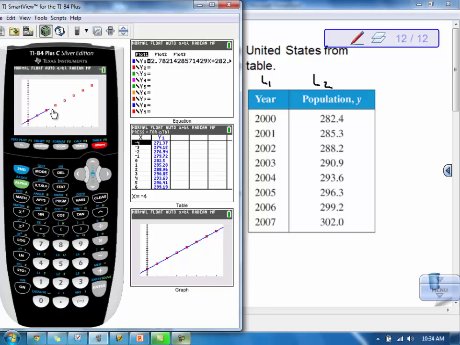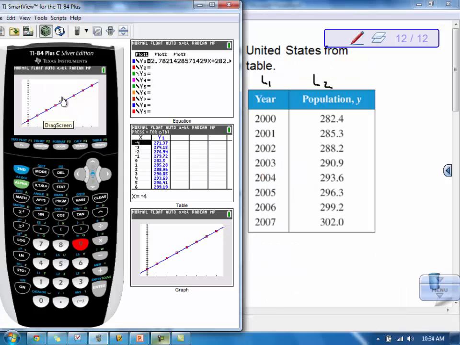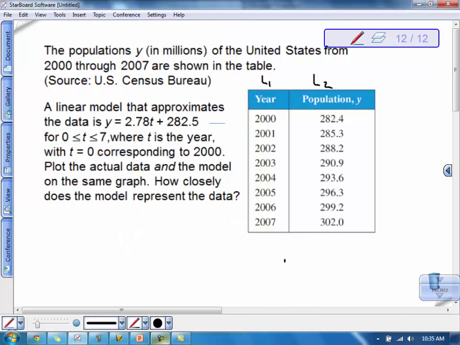Now your graph might not show up at first because you're going to need to change the window. So what you need to do is go to Window and go to Zoom and do Zoom Stat 9. If you do Zoom Stat, it'll fit your window to your data points and your regression line. So what you'll see then is this. You'll have your data points graphed and the linear regression model that goes through those points. Okay? So this was the line, approximately. And that's exactly what we got.